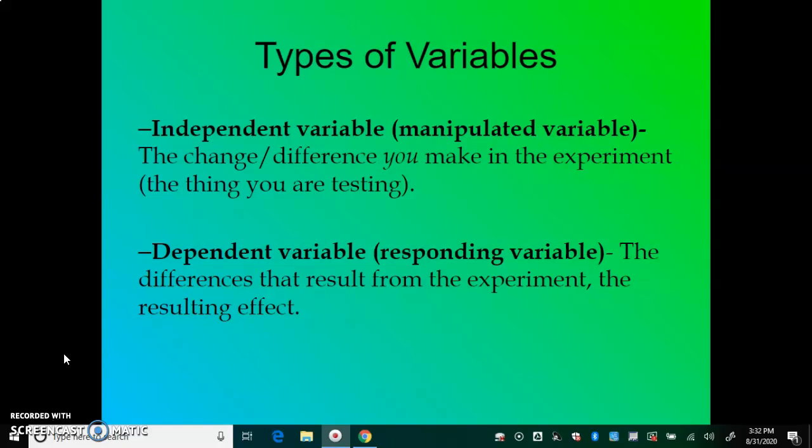Now the dependent variable is also known as responding variable. You'll see it'll be abbreviated sometimes as DV in class. This is the difference that results from the experiment. So it's the resulting effect. So usually whatever data you're trying to collect in an experiment, that is the dependent variable. So anytime we're using plants as an example, you're going to see the dependent variable is always going to be like plant growth or height.